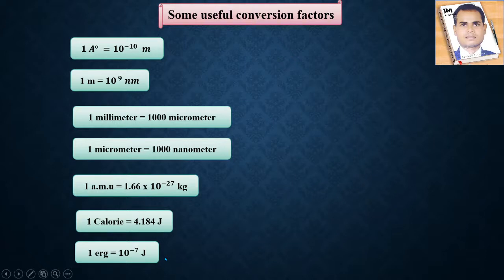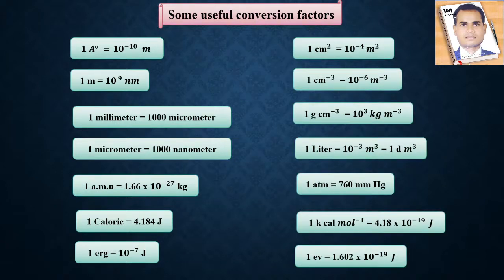Like this, 1 centimeter square is equal to 10 raised to minus 4 meter square, and 1 centimeter cube is equal to 10 raised to minus 6 meter cube. 1 gram per centimeter cube is equal to 10 raised to 3 kg per meter cube, and 1 liter is equal to 10 raised to minus 3 meter cube, which is equal to 1 dm cube.